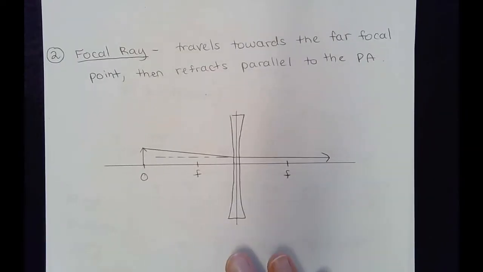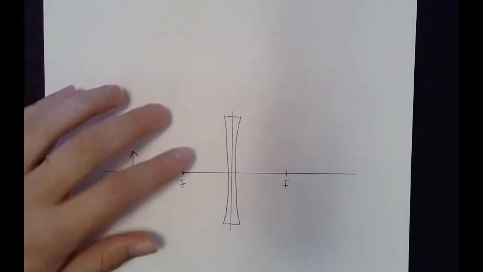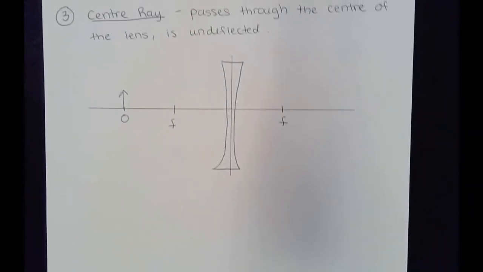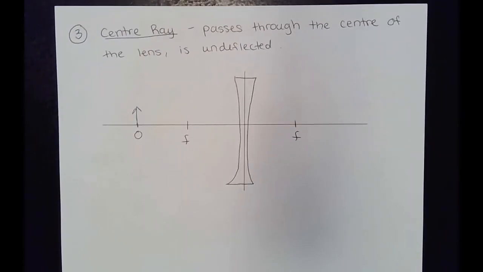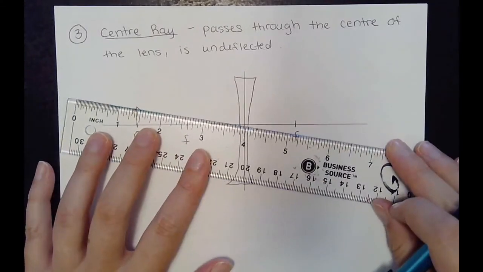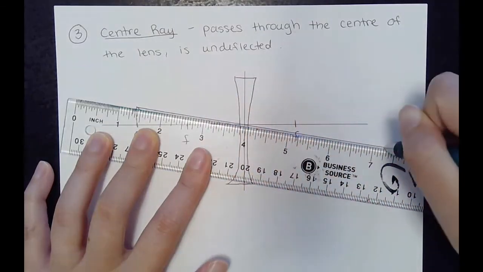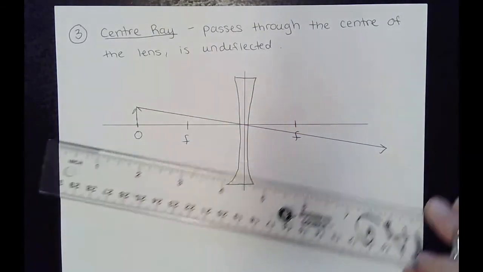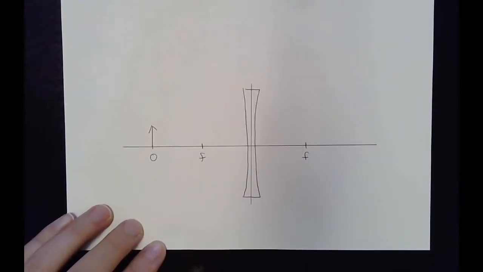Okay. And then one more. Again, I only do 3 rays for the lenses. So here's the center ray. This one is exactly the same as for the converging lens. So it goes from the top of the arrow through the midpoint of the lens here, and it's undeflected. Okay, let's draw all 3 and locate the image.